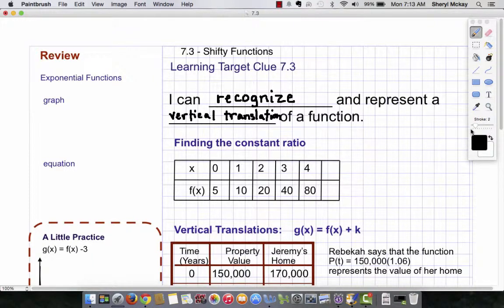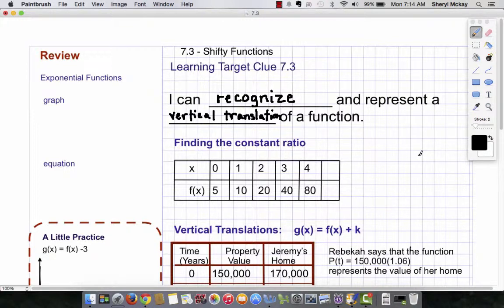Now, before we go any further, we've already done some vertical translations of linear functions, and we saw that as we added or subtracted from the constant in y equals mx plus b, the y-intercept, our function moved up or down. It was the exact same slope. It just moved up and down the coordinate plane based on where the line crossed the y-axis.